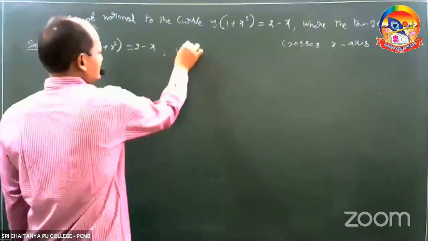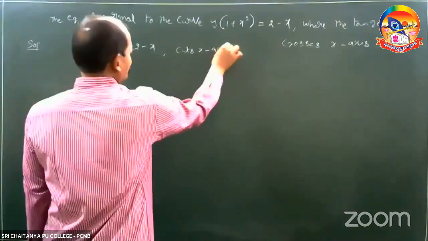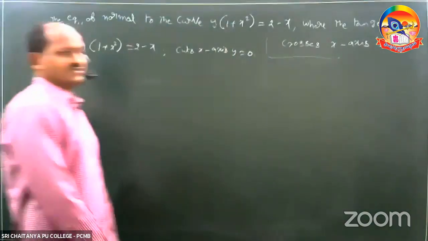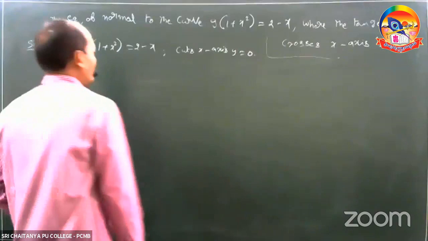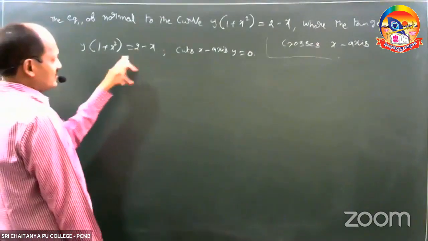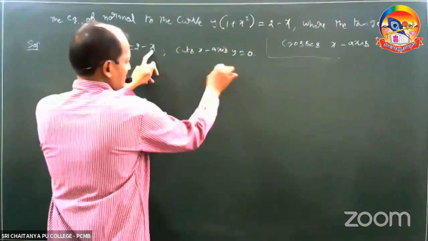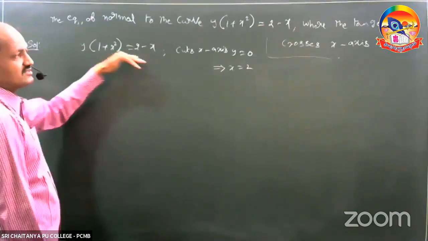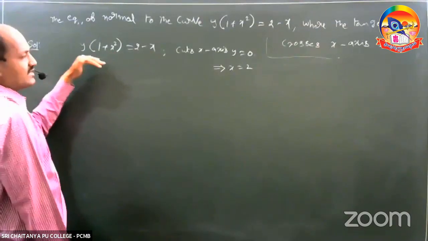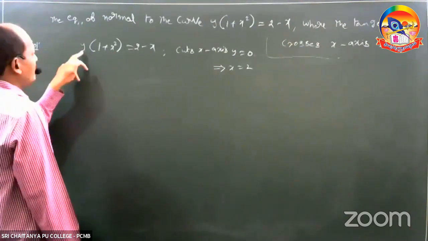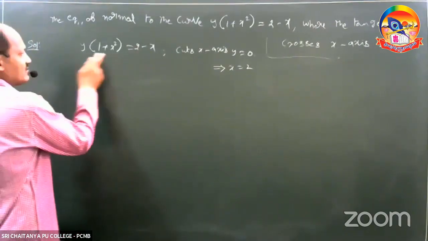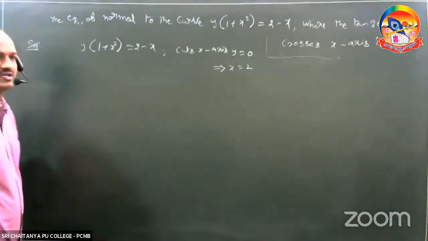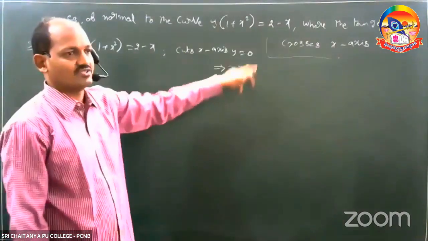Cutting the x-axis means y is 0. If y is equal to 0, what is the x value? Any line that cuts the x-axis has y equal to 0. If y is 0, the whole left-hand side becomes 0, so 0 is equal to 2 minus x, and x is 2. So the point is 2 comma 0.